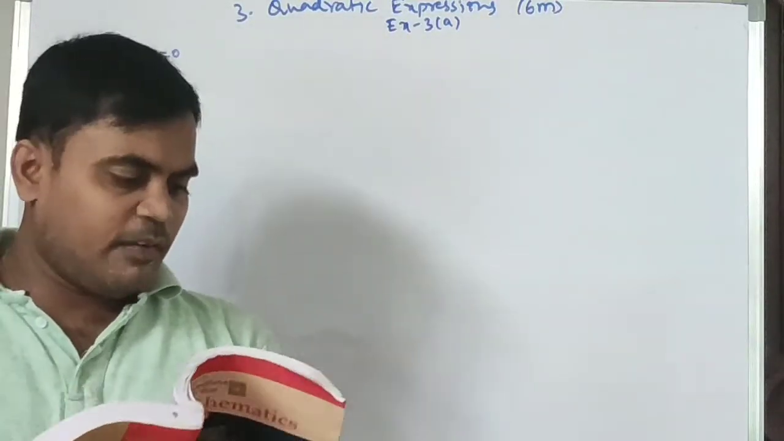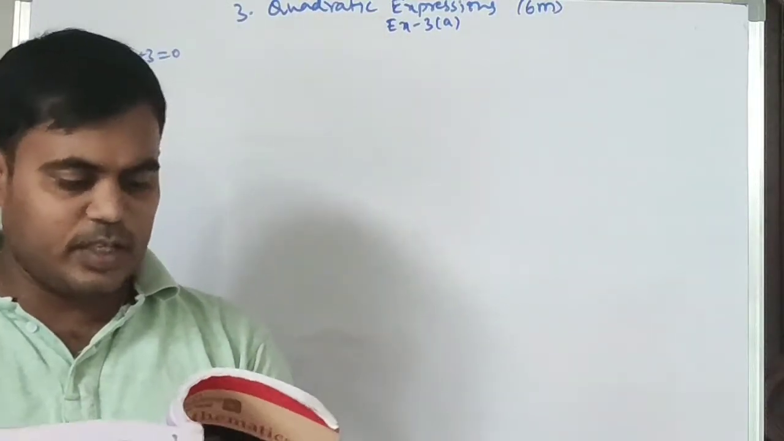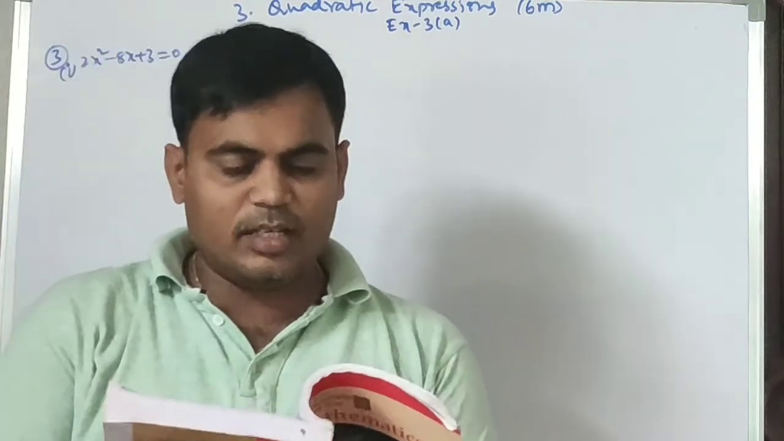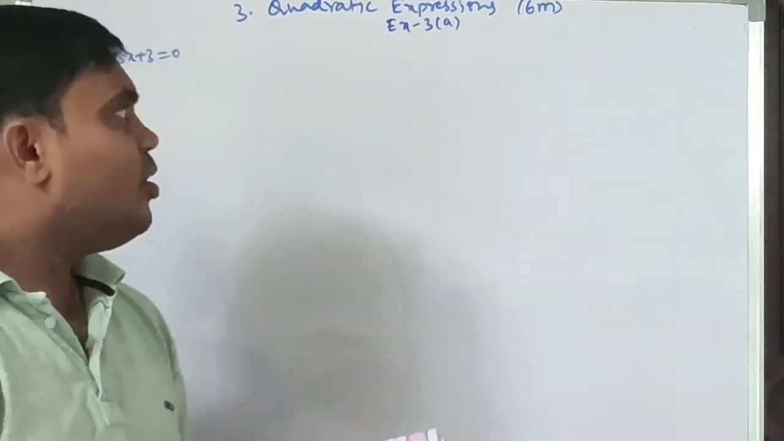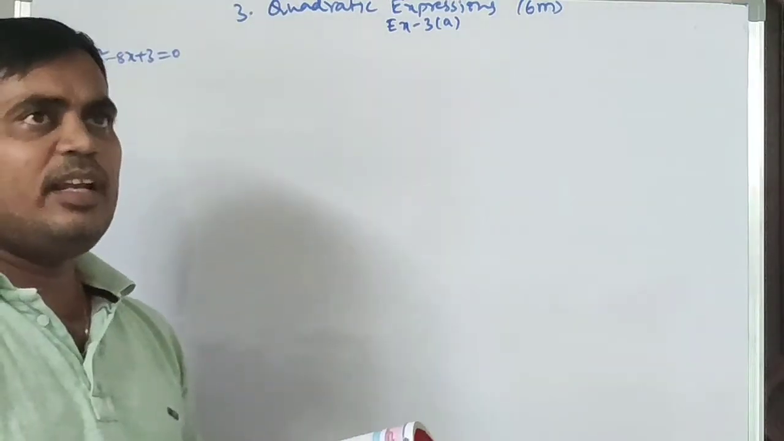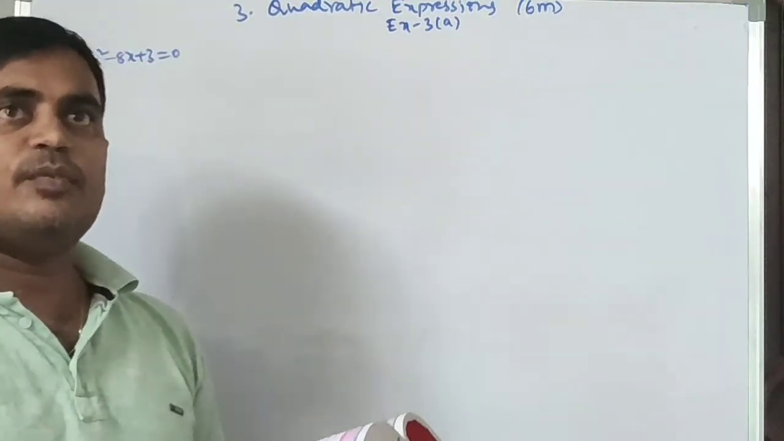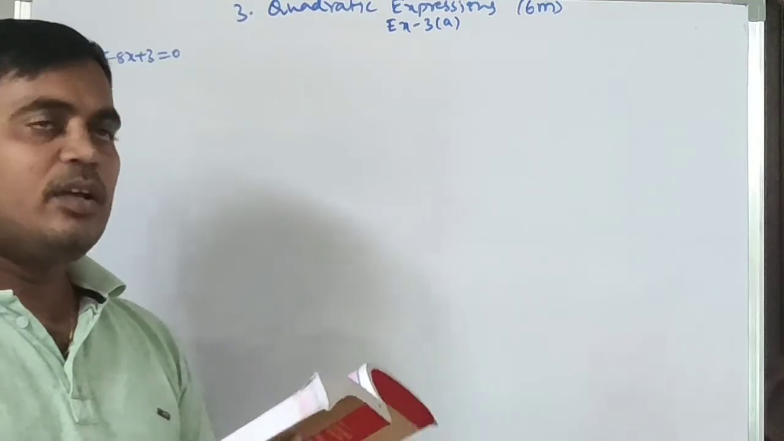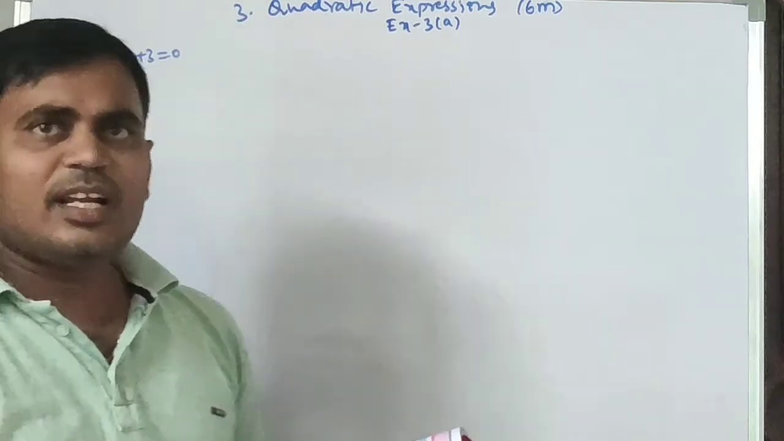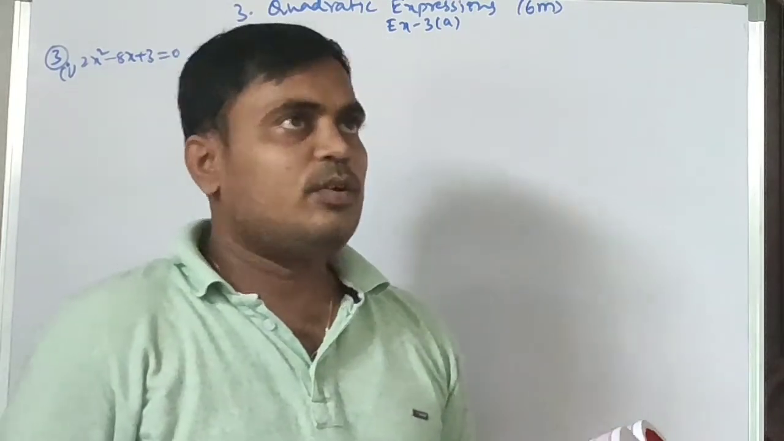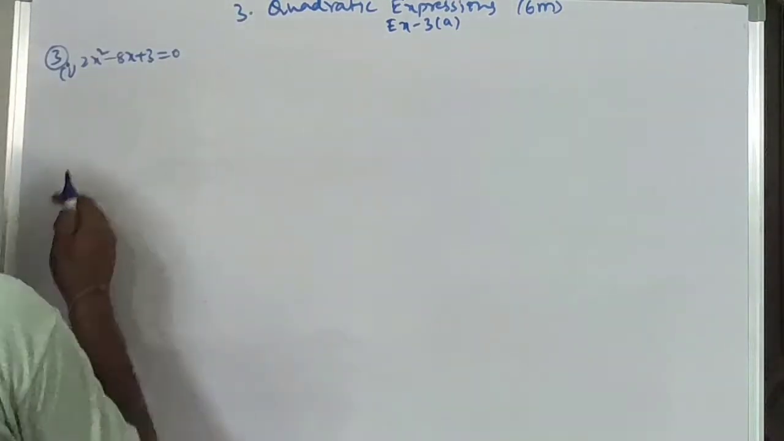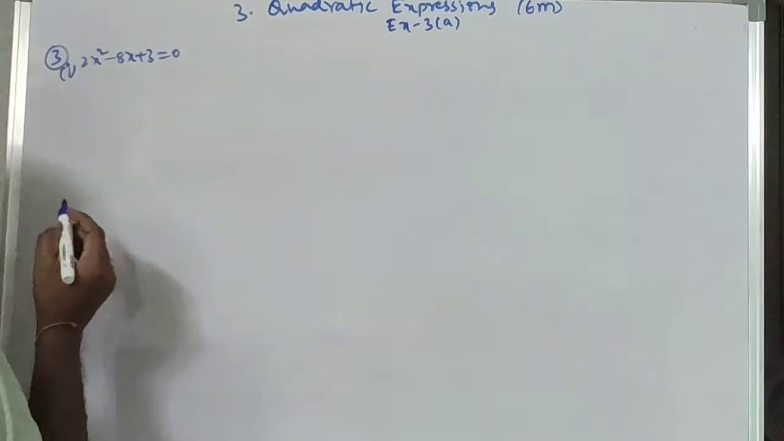Third question. Find the nature of the roots of the following equations without finding the roots. In this question, the quadratic equation is given, we are not finding the roots even though we need to find out the nature of the roots. So, the nature of the roots is decided by the discriminant. Here, one question I am taking: 2x square minus 8x plus 3 equal to 0.